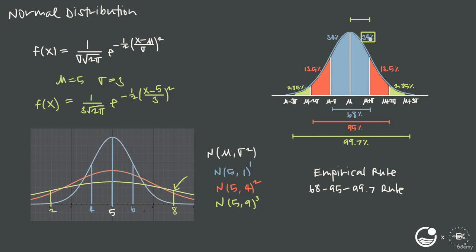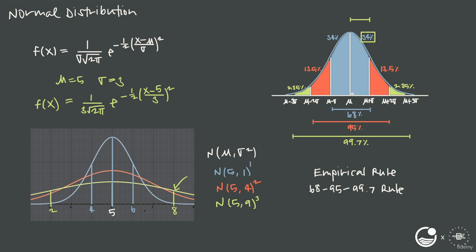And so we know right away that there's a 34% chance that a randomly selected value from our data set will take on a value between 5 and 8. And of course, we can use these percentages in an infinite number of other ways. So take this same data set. What's the probability that we get a value less than 5?